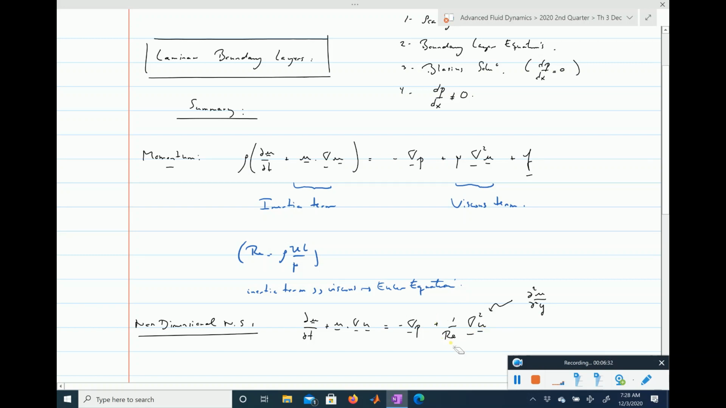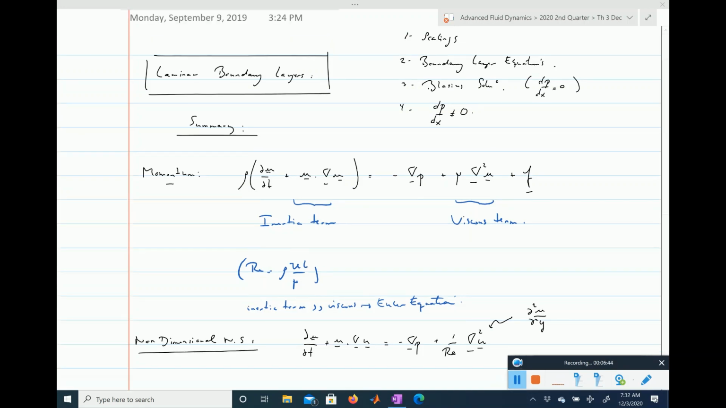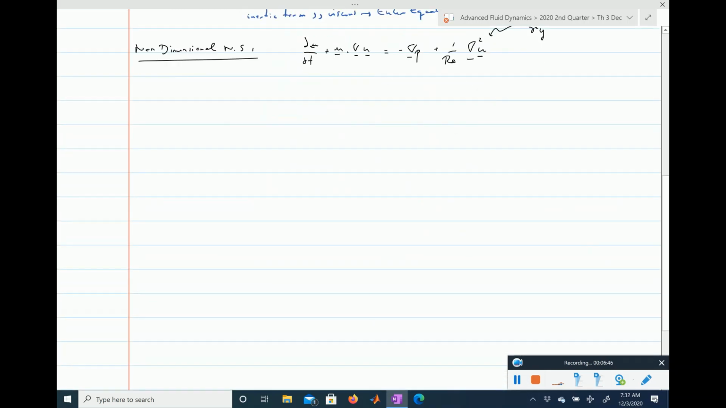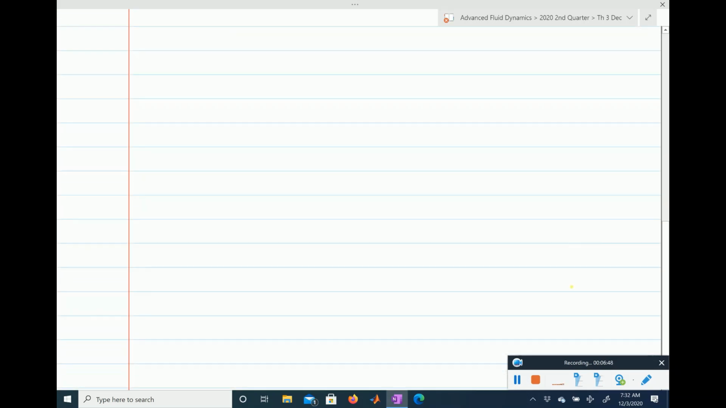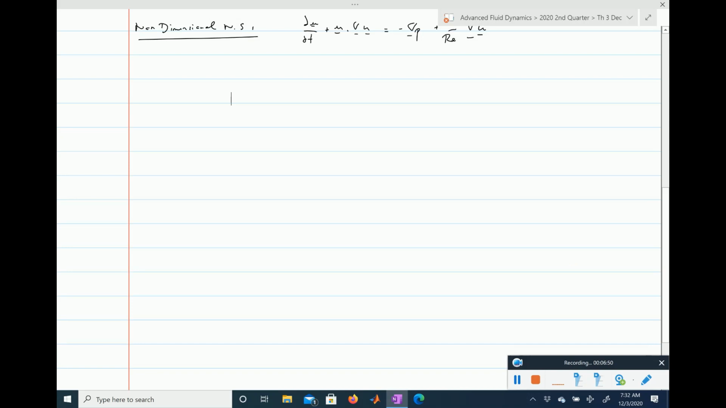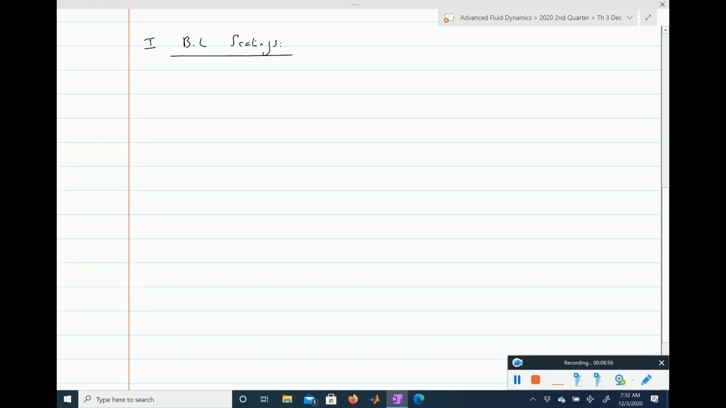And the region where this term is not negligible, so where those two effects balance each other, is called a boundary layer. So what we're going to do now is start by deriving scalings for the boundary layer, for the length scale of the boundary layer. So that's what we'll do, boundary layer scalings.